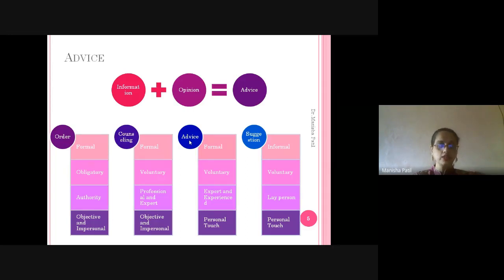It is given by the authority. I am your teacher and I am telling you, the students, so you have to do it, or rather you must do it. And it is objective and impersonal. It is for all. This particular instruction is not given to any particular student. It is given to all the students. So it is objective and impersonal.